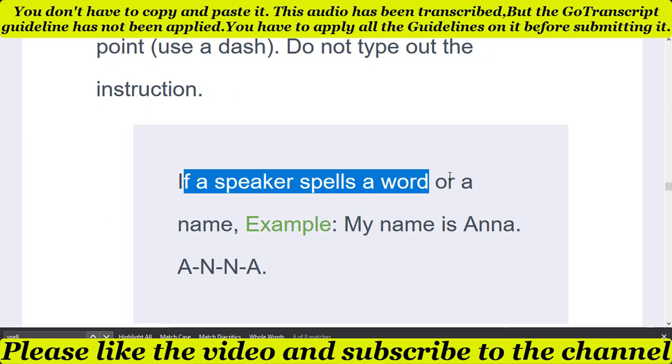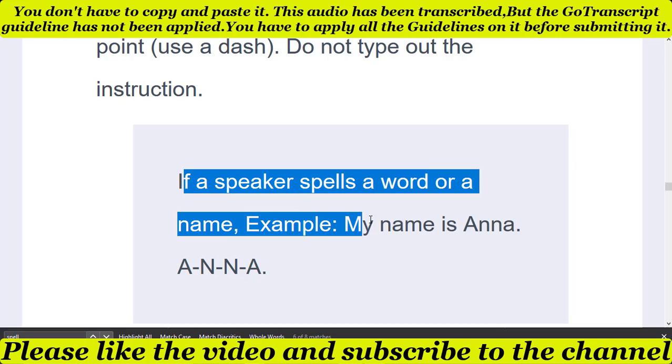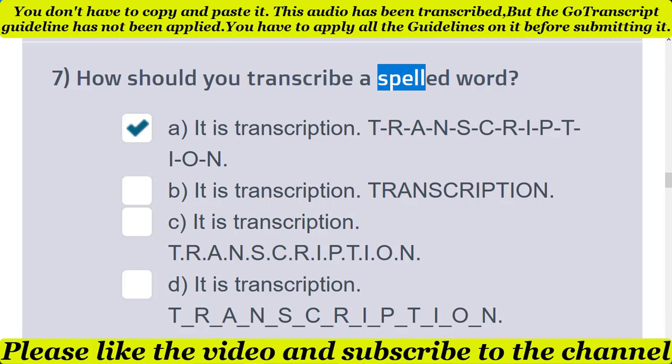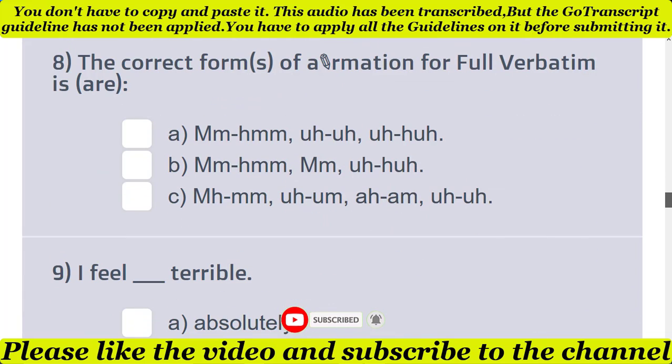If a speaker spells a word or name, like "my name is Anna," then spell it in this way, using a dash between the characters. So that's why this option is correct. Eighth question: the correct form of affirmation for full verb idiom is "or." There are three different options and the correct option is option B. Option B is the correct option of the eighth question.